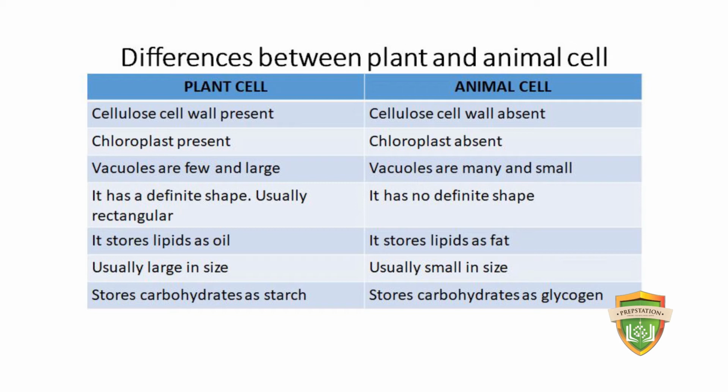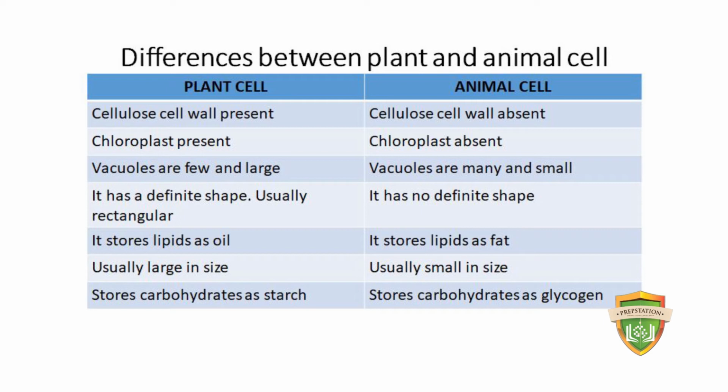So now for the differences. Cellulose cell wall is present in plant cell. Why is cellulose cell wall absent in animal cell? For plant cell, chloroplast is present. Why for animal cell is chloroplast absent? Because the function of chloroplast is for what? Photosynthesis. Plants exhibit photosynthesis to produce their own what? Food. Animals cannot undergo photosynthesis because we depend on plants for our own what? Food. That's why chloroplast is what?